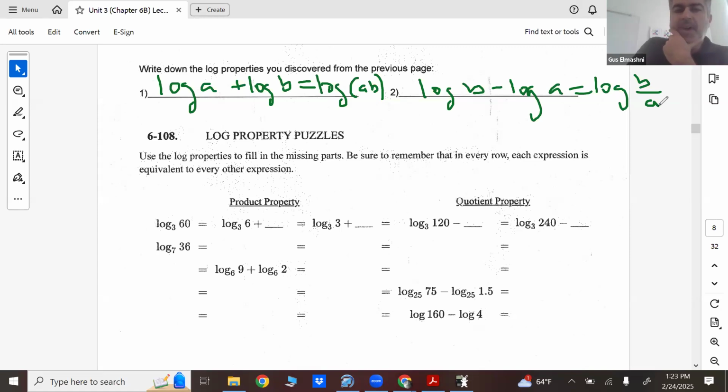Okay, anyway, so these are the 2 properties we're looking at. Log A plus log B is log of A times B. Log B minus log A is log B over A. We call this the product property, and we call this the quotient property. By the way, the bases could change. So for example, if I have log base 3 of 60, that'd be log base 3 of 6 plus log base 3 of 10, or log base 3 of 20.